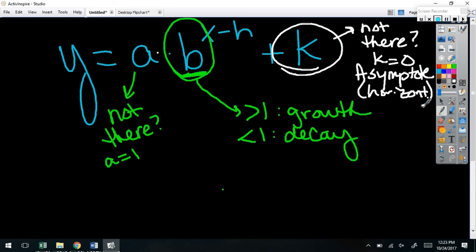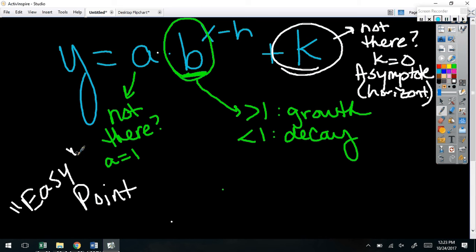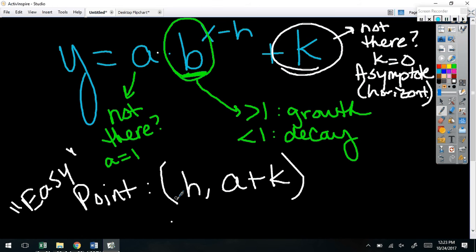What is that word saying? Asymptote, in parentheses, horizontal. And then you can always rest assured that one point on the graph, an easy point I should say, is (H, A plus K).